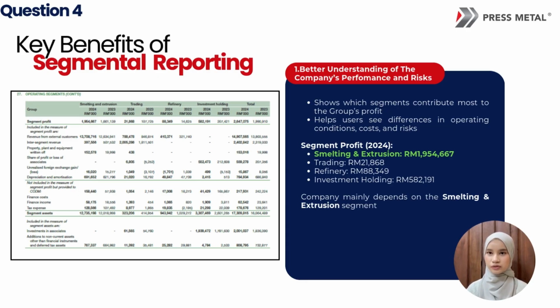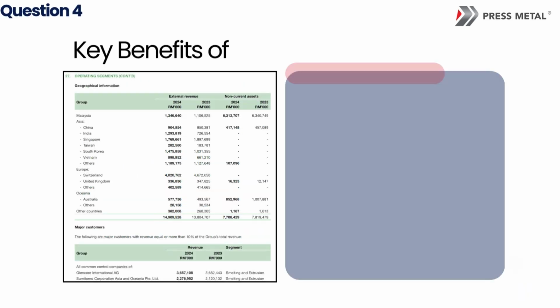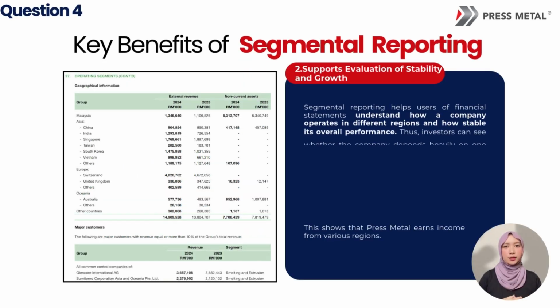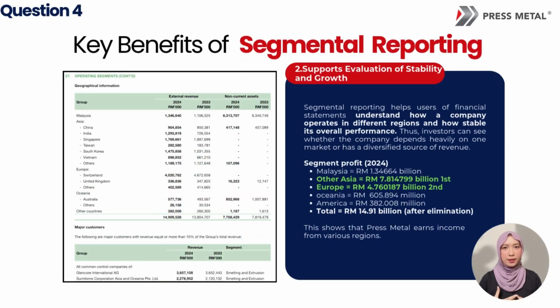Investment holding also adds a notable profit. By reporting each segment separately, users can easily identify where the company's strengths are and which areas carry more operational or financial risk. This level of detail helps users understand the company much better than looking at only the total group profit. Other than that, segmental reporting also helps users of financial statements understand how the company operates in different regions and how stable its overall performance is.